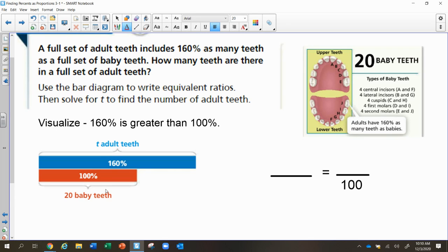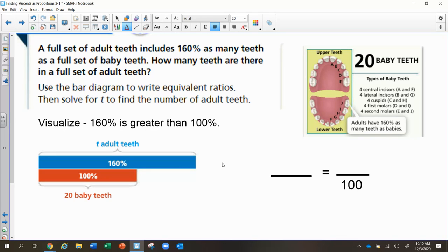I like to visualize. So 160% is greater than 100%. So I know my answer is going to be larger than 20. If something is more than 100%, it's going to be more than the original number.